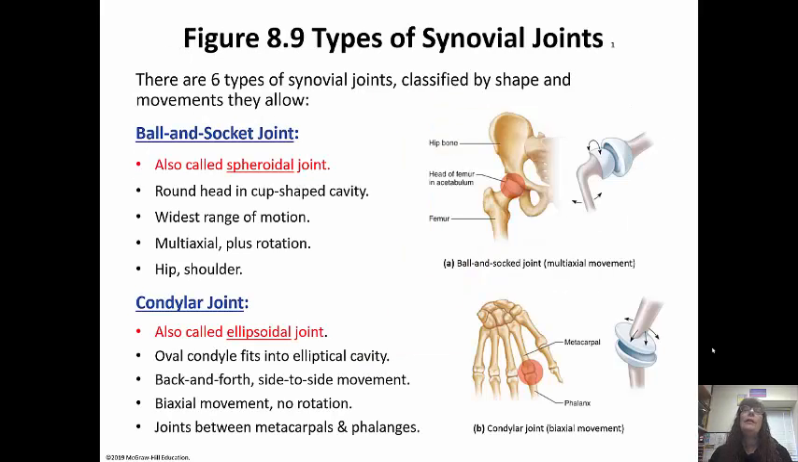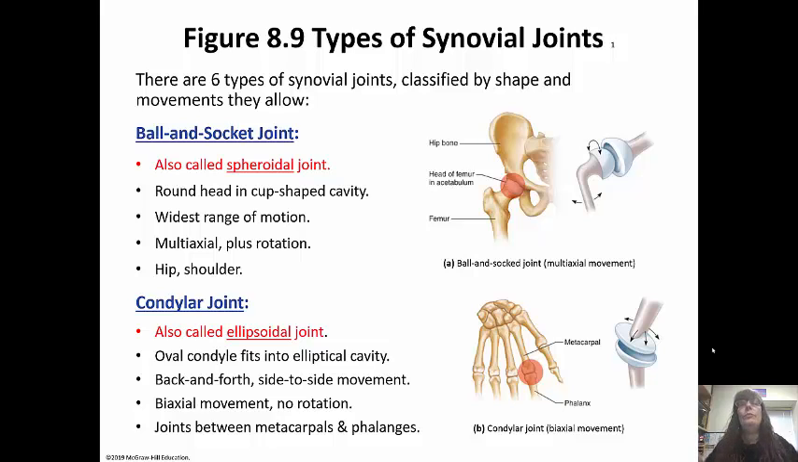There are 6 types of synovial joints. They're classified by shape and the type of movements they allow. The ball and socket joint is also called the spheroidal joint. It has a round head inside of a cup-shaped cavity. So it kind of sits like this. This provides the widest range of motion. It is multi-axial, plus provides rotation. The hip and shoulder joints are the best examples of these.